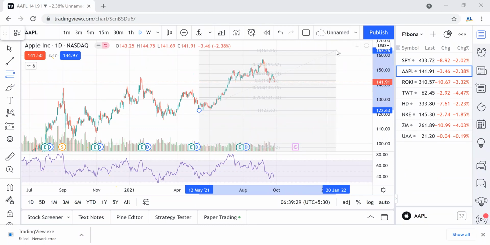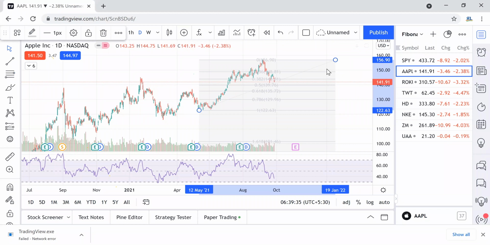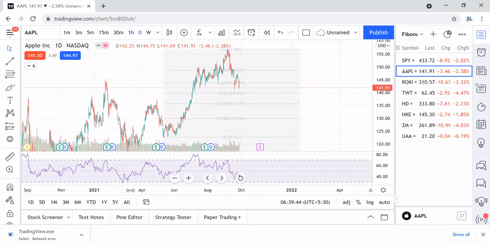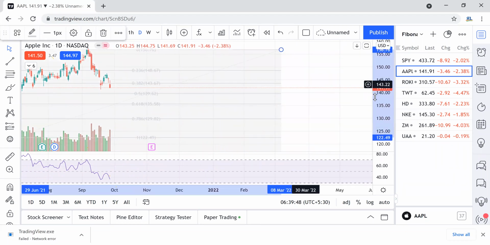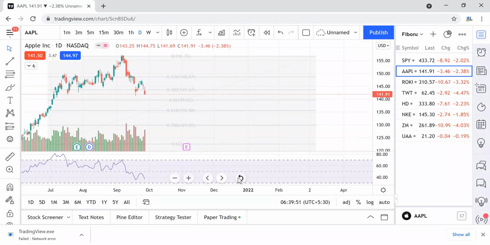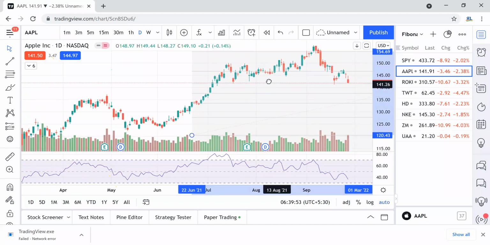Okay, let me move the chat pane away. I'm sorry, guys. Okay, this is a daily chart. All right, and zoom in a little bit more. Why? This is what I mean by I struggle with TradingView a lot.